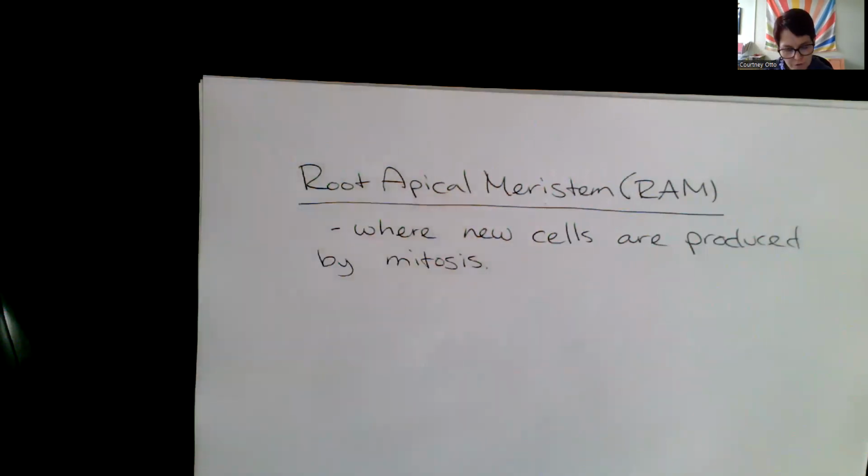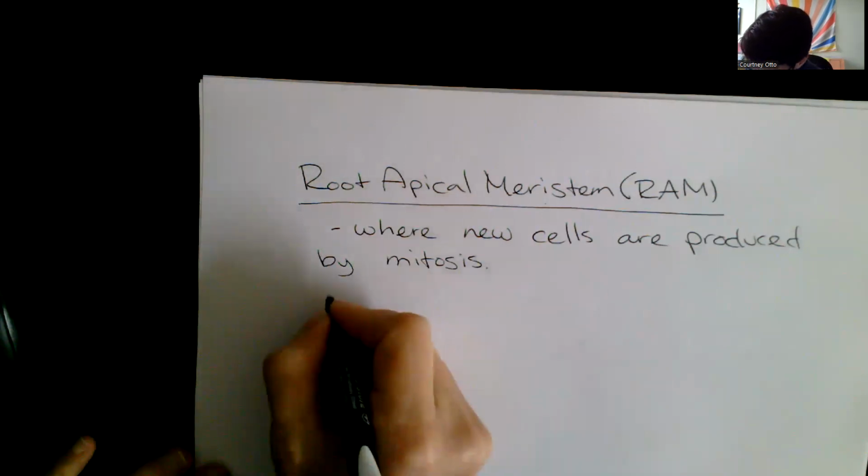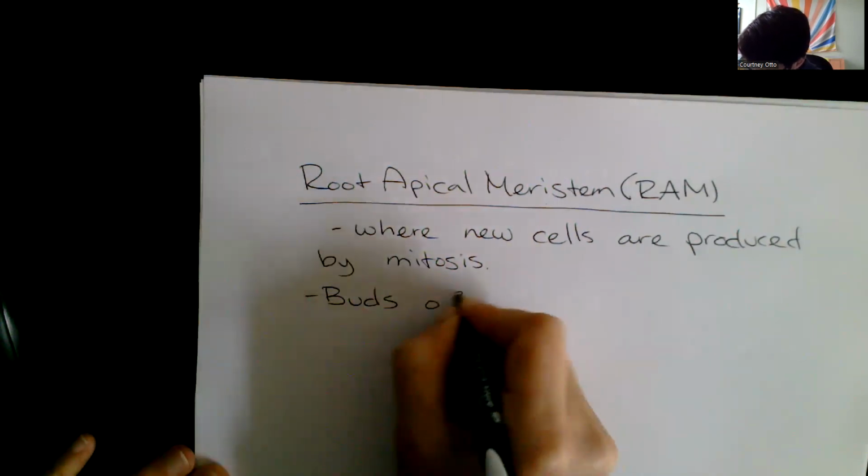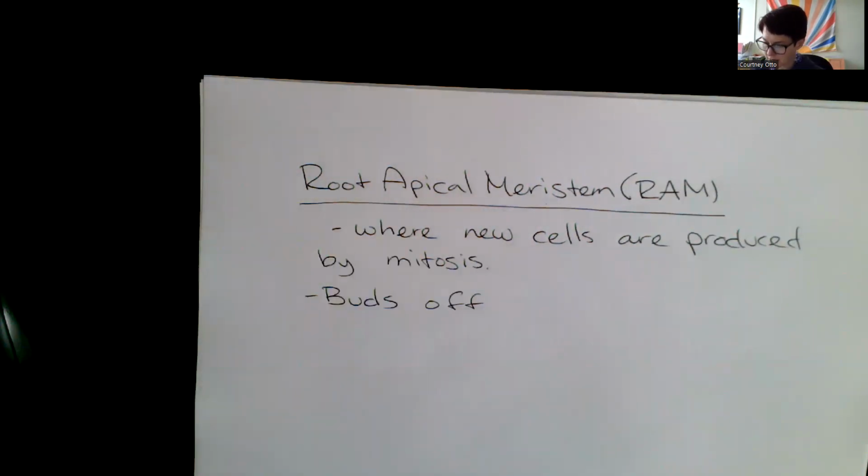And we'll look at the picture of the real thing in just a moment. But this root apical meristem, or RAM, is a ball of cells, right? It's a ball of cells that divides into two directions. Right? It buds off cells to both the interior and the exterior.